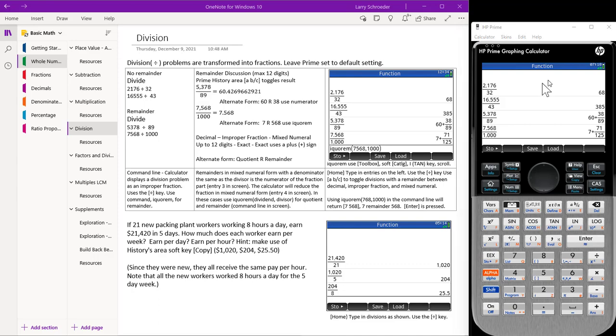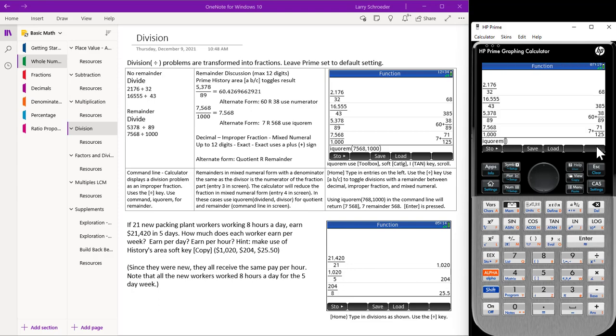Let's find this function in the catalog. Press the toolbox, press the catalog, press the letter I, and we're looking for iquo r. So we come down, ask for help, and this tells us integer 1 and integer 2 what it's going to give us. So it's going to give us the quotient and the remainder.